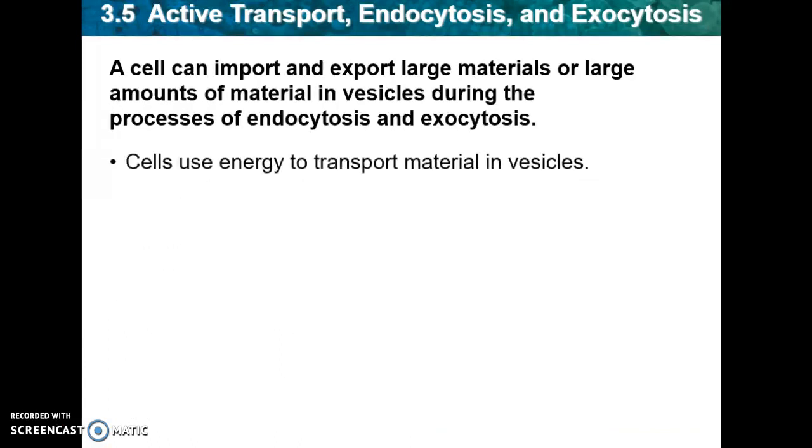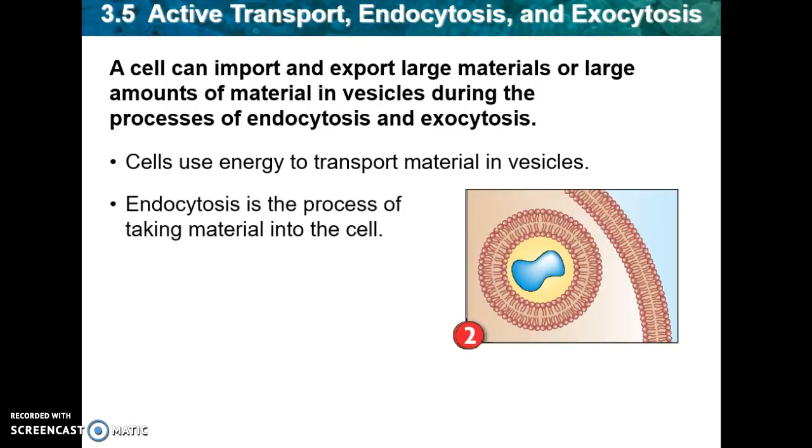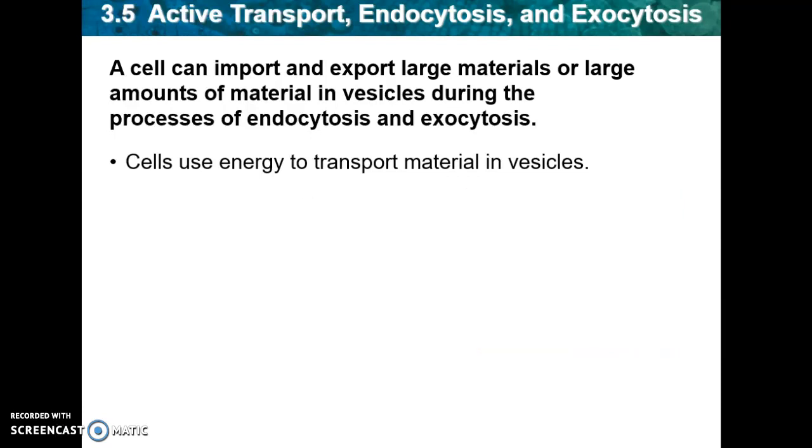A cell can import or export large materials or large amounts of material in vesicles during the processes of endocytosis and exocytosis. And cells are going to use energy to transport these materials in vesicles. So vesicles are almost like a great big grocery bag. Think of it as a grocery bag. And endocytosis is the process of taking material into the cell. So it's taking it in, it's endocytosis.